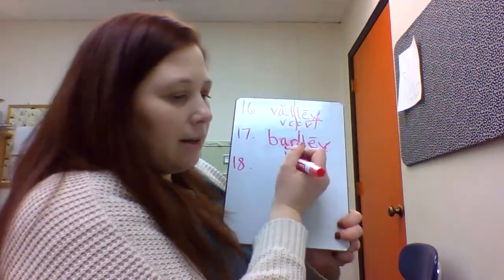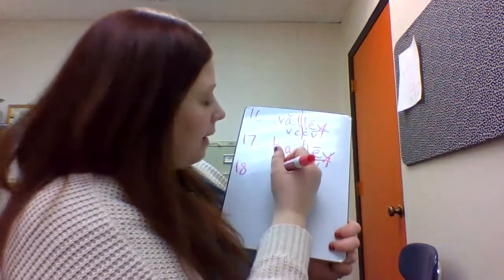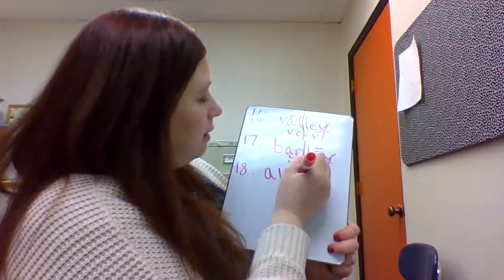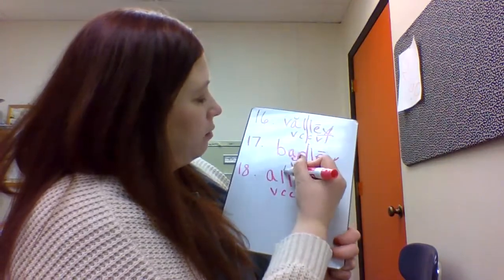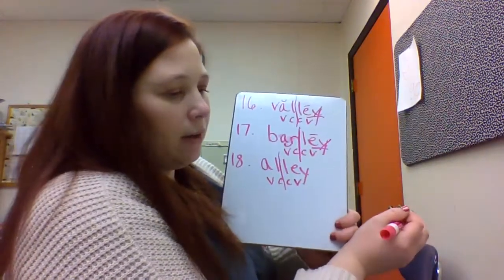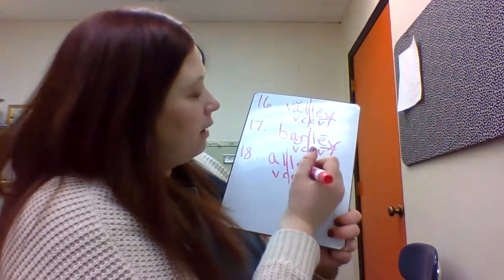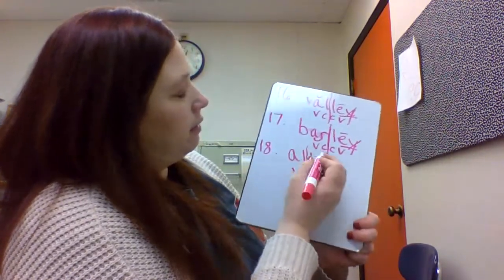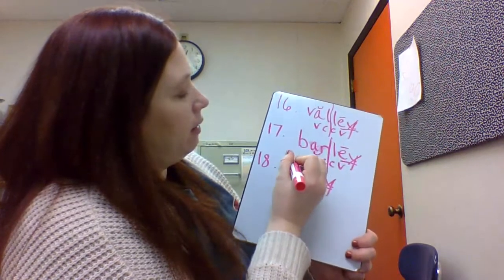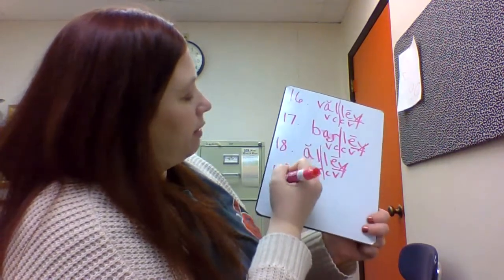Number 18 is alley. Here we have vowel, consonant, consonant, vowel again. We'll draw a line between our two consonants. And then our EY digraph, our Y gets crossed off and our E gets a macron. And here we have AL, so vowel consonant, our A gets a brev.